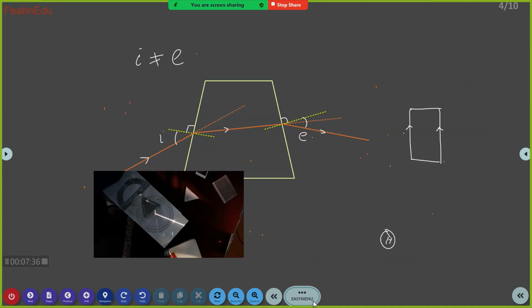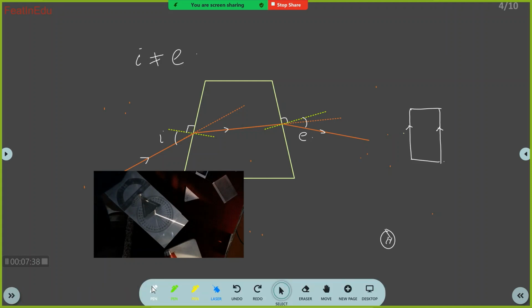See, for critical angle, I am taking into consideration this angle, this refracted ray. So if this is equal to C, then the ray will skim along the surface. Got it? And if this angle is greater than C, then it will be totally internally reflected. So that's precisely what you have to see there.